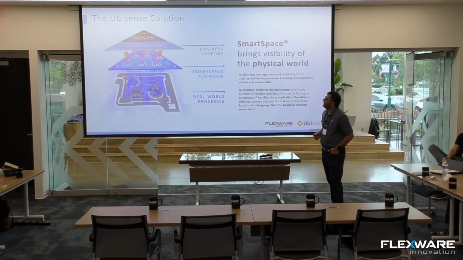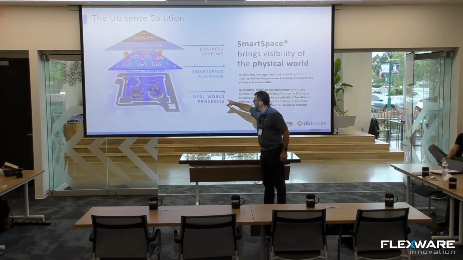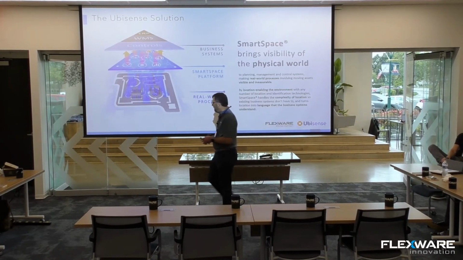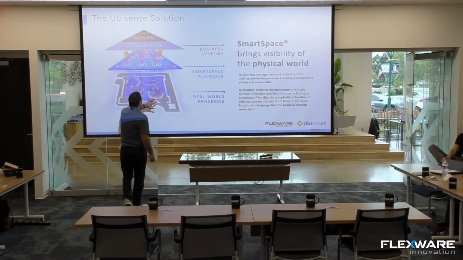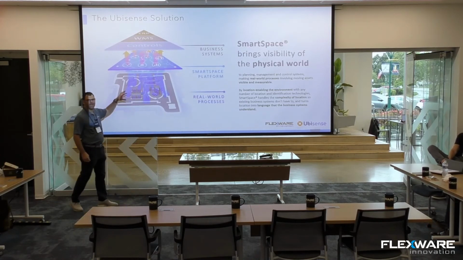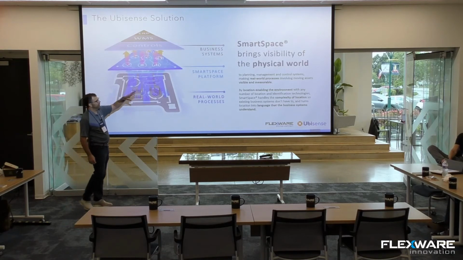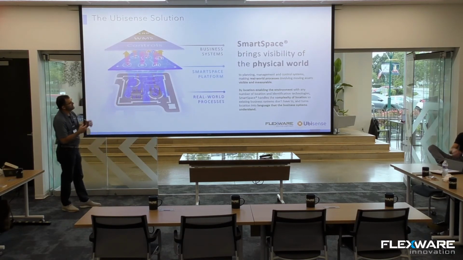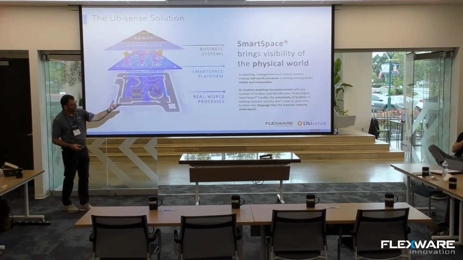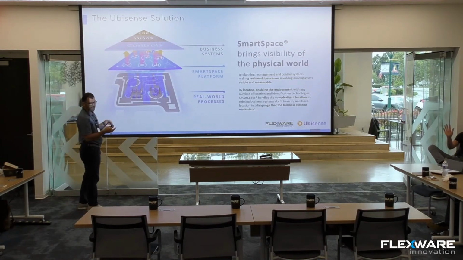So here's another slide that explains that well. We take real-world processes on the bottom, and we take all this movement and interaction that is happening in your manufacturing processes that are not currently tied in with the LAN. We bring that up through our Smartspace platform, and we bring that into existing business systems. We call it location enabling the environment, and Smartspace handles the complexity of location, right?